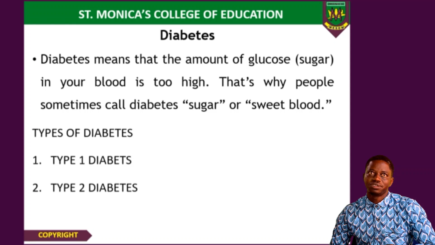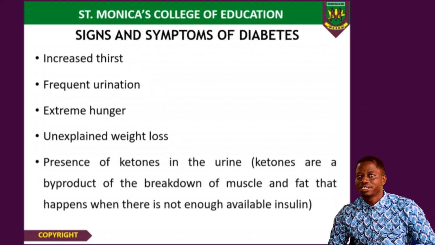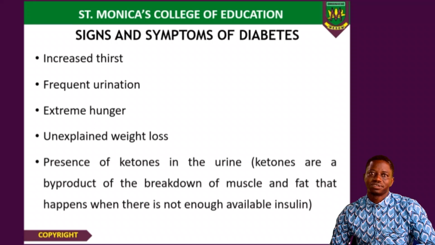Signs and symptoms of diabetes. Increased thirst. Some of you drink water more than 10 times a day. And then frequent urination. You visit the washroom every time. Extreme hunger. You're experiencing hunger. Unexplained weight loss. And then presence of ketones in the urine. Ketones are the byproduct of the breakdown of muscle and fat. That happens when there is not enough available insulin. There is no available insulin in the body.